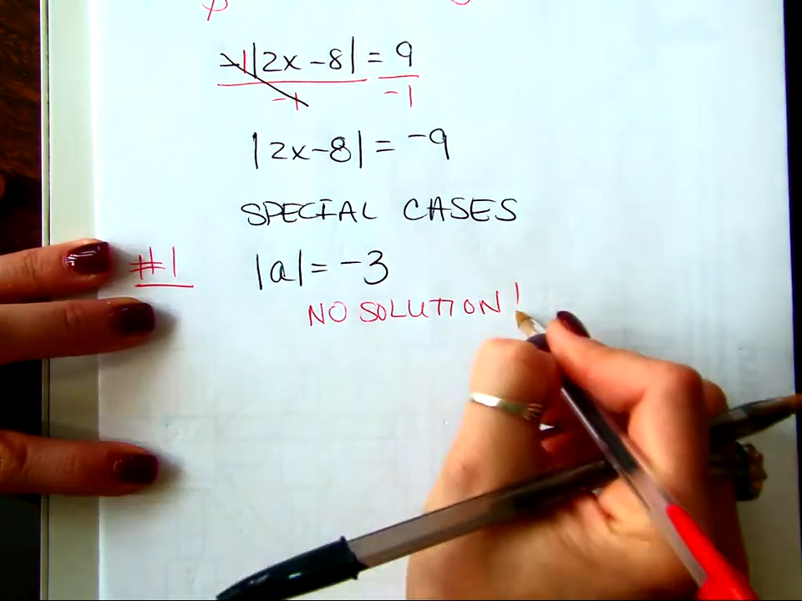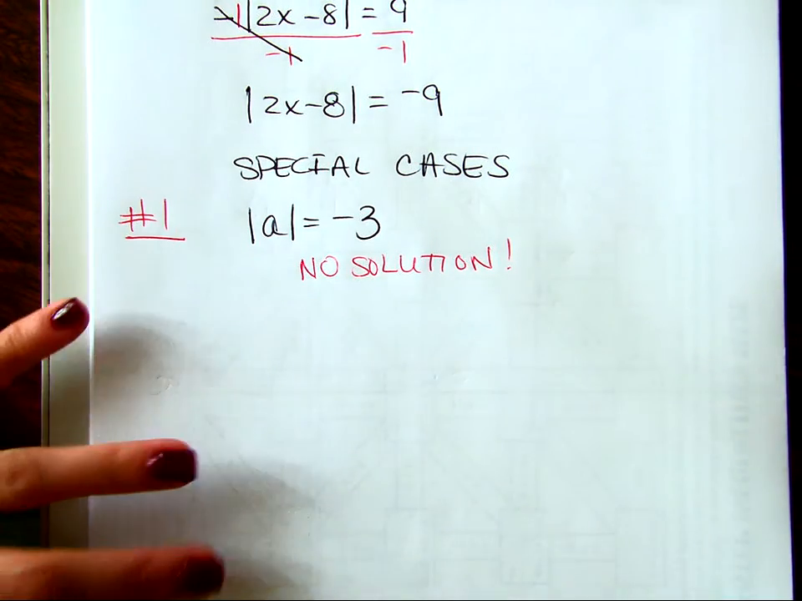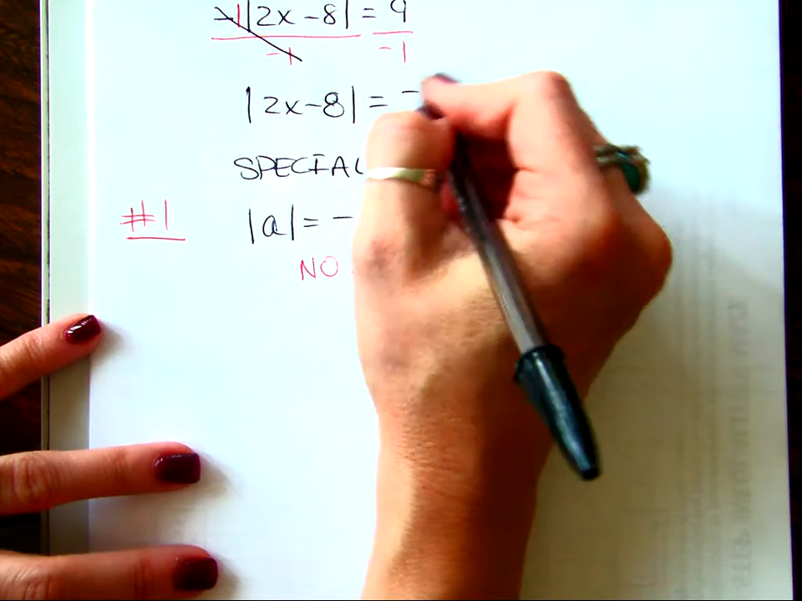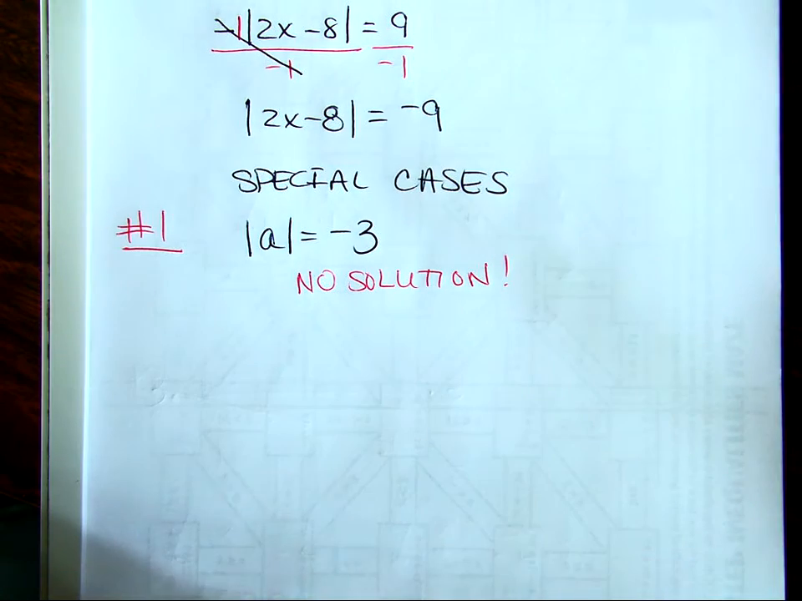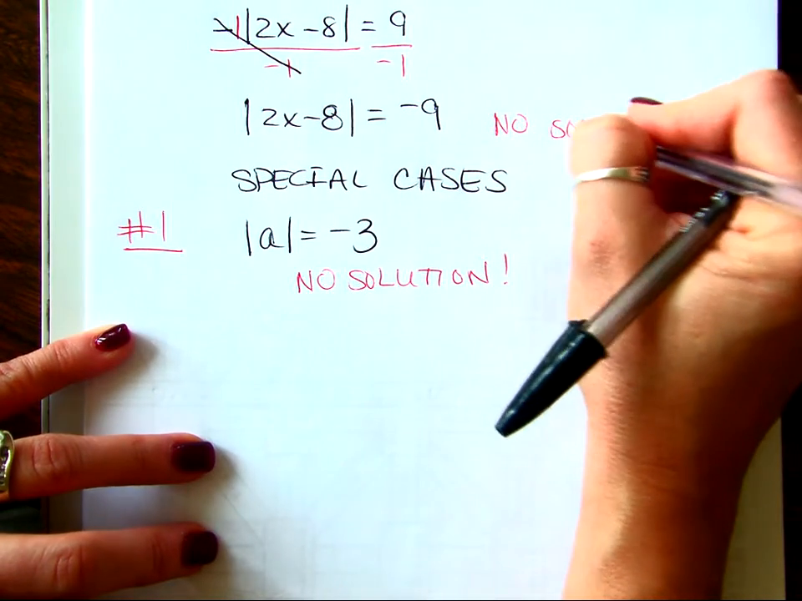Boom. Easy. Okay? So, after I clear everything out, if the number right here is a negative, do I even have to set up two equations and work those two equations out? No, you're done. No solution.